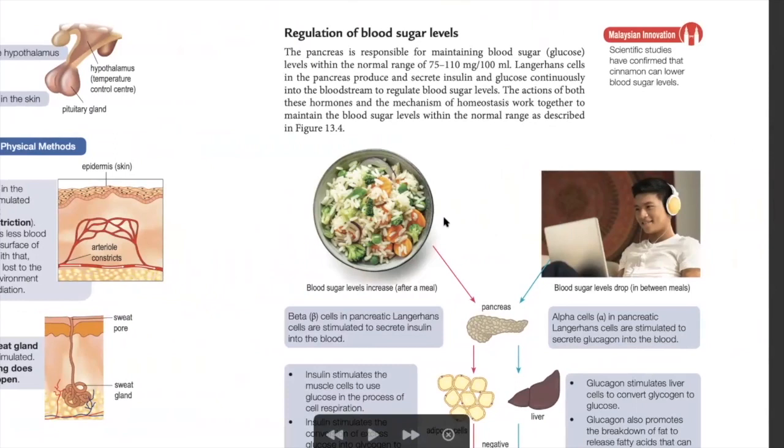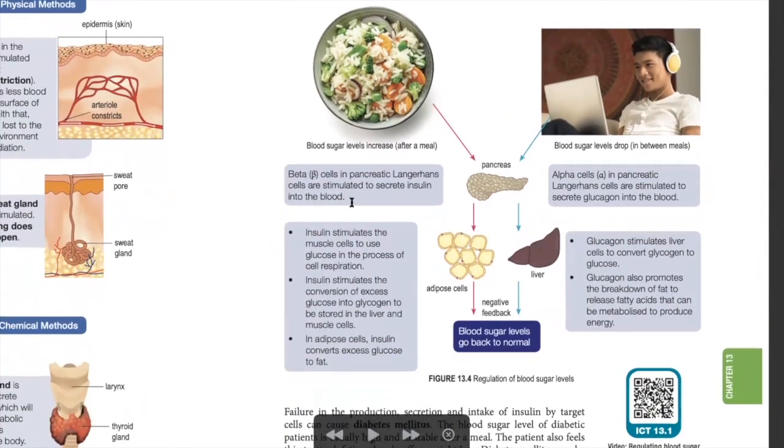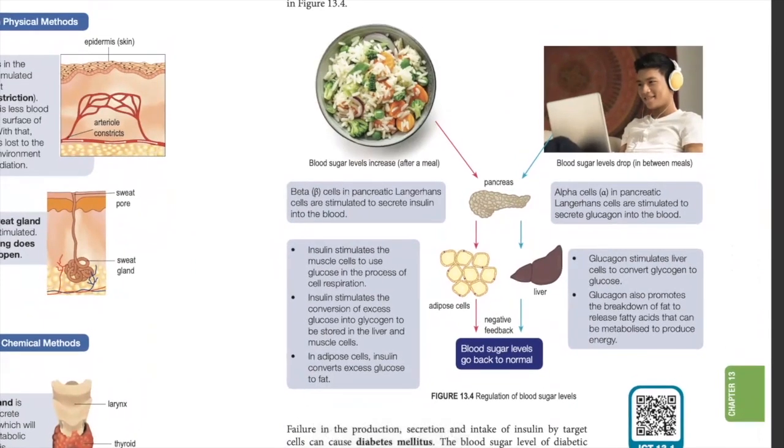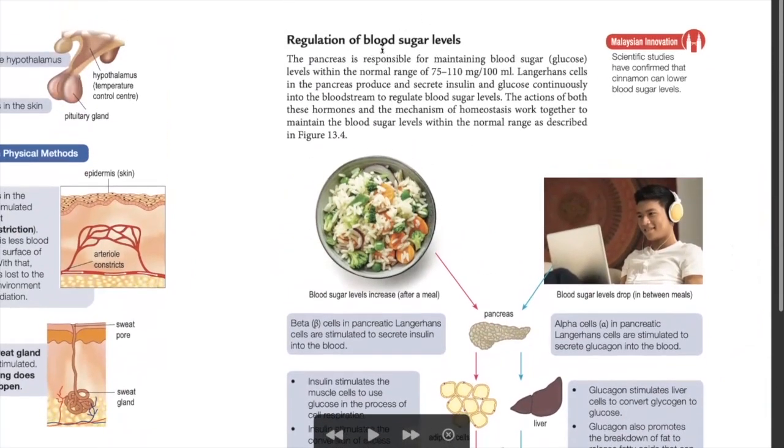Okay, the next one is about regulation of blood sugar level. So basically, there are two situations here you can see. Okay, so after meal. When you are taking a huge meal, your blood glucose level will increase. Why blood glucose? For those who don't know, when we eat rice, when we eat bread or whatever, the final product is glucose, right? So glucose is actually a sugar. So you can use the word either blood sugar or blood glucose.